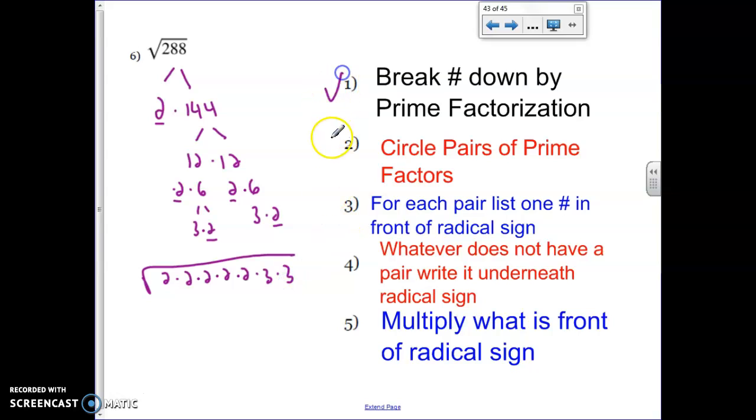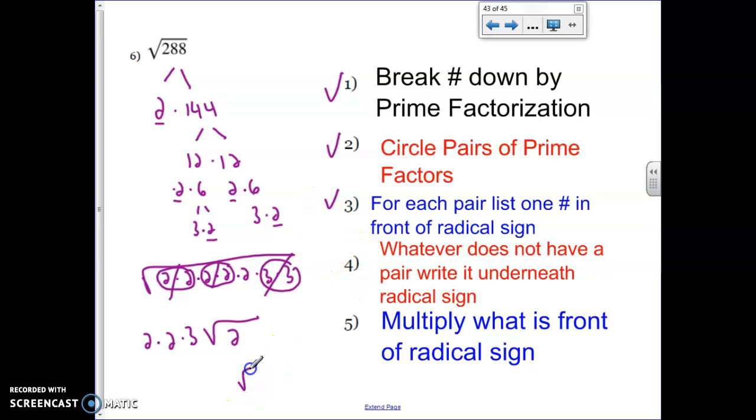Okay. Alright, so now I'm going to circle pairs. I have a pair of 2's, another pair of 2's, and then I have a pair of 3's. So for each pair, I'm going to list one in front of the radical sign. So I have a 3 in front of the radical sign, a 2 in front of the radical sign, and another 2 in front of the radical sign, with a 2 left over. So I don't have to multiply anything because it's just a 2. And then 2 times 2 times 3 is 12. So it's 12 radical 2.